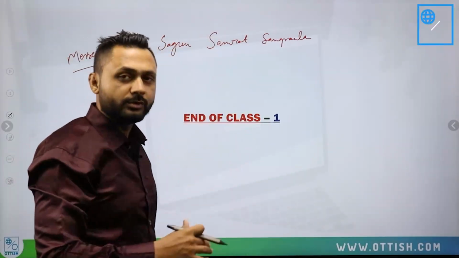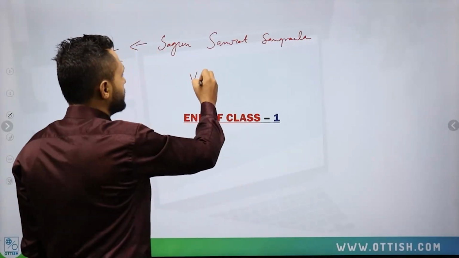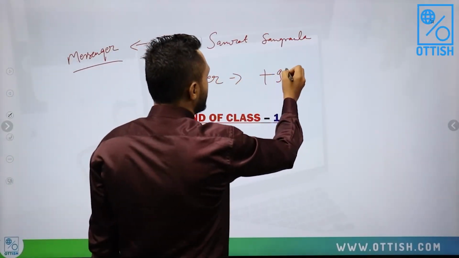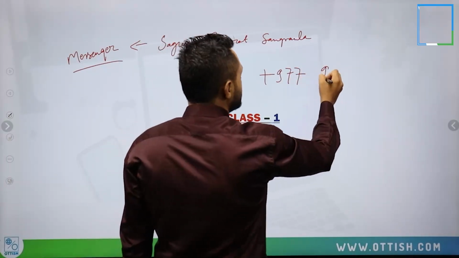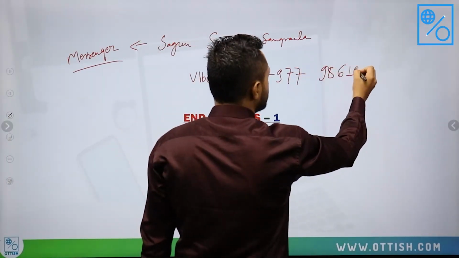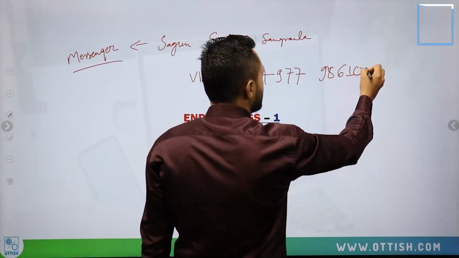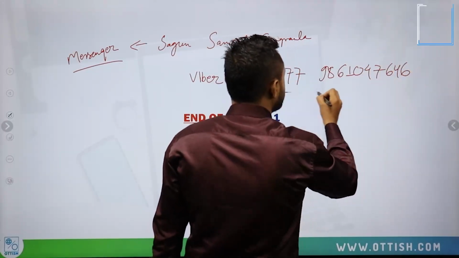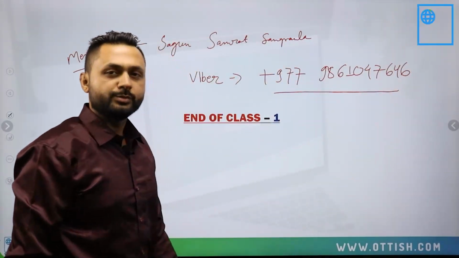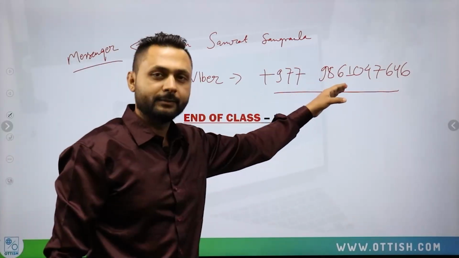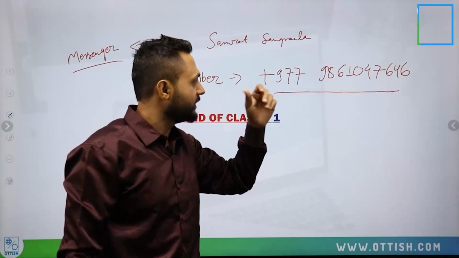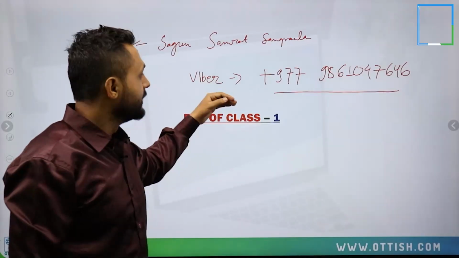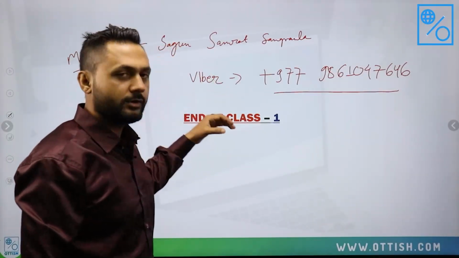If you are not using Messenger, then you can go to Viber and you can add me there, +977 98610 47646. So you can reach me here, you can add me here, and you can text me on this number via Viber. Okay, so I'm available on Messenger and on Viber.